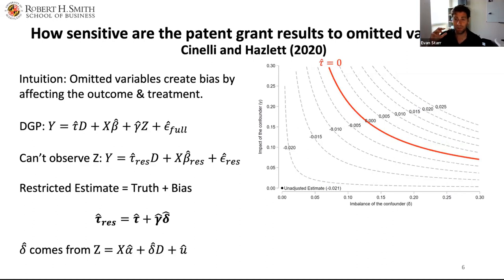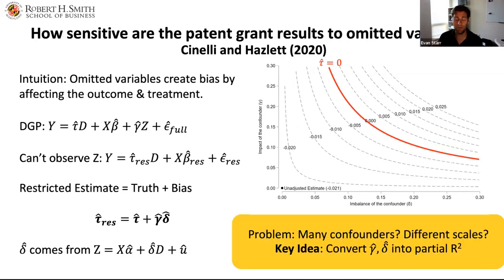So this fundamentally is their approach. It's going to be all graphical, which is why it's so nice. But there's one extra richness here, which is that I've talked about one potential omitted variable, which is maybe someone's commitment to the firm. But there are many confounders. They can interact with each other, right? So how do you specify this for all possible confounders, potentially working together? Different confounders could have different scales. And so you can imagine if you're trying to do this, it's going to get very messy.